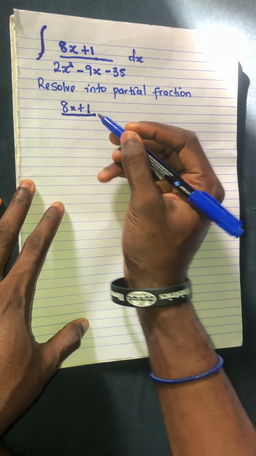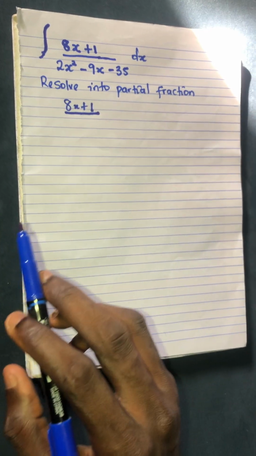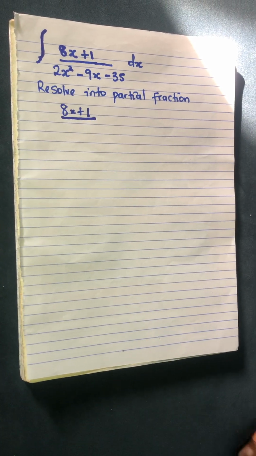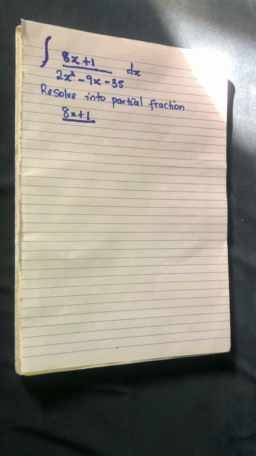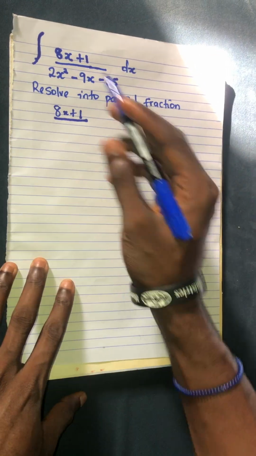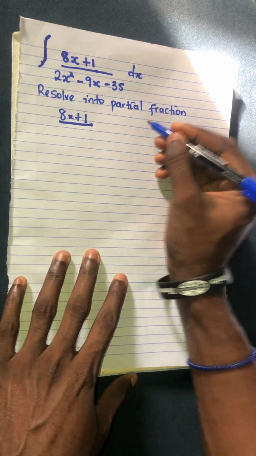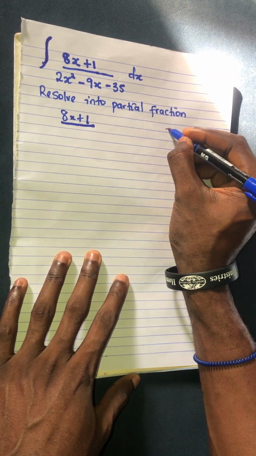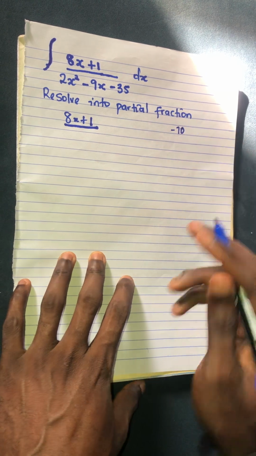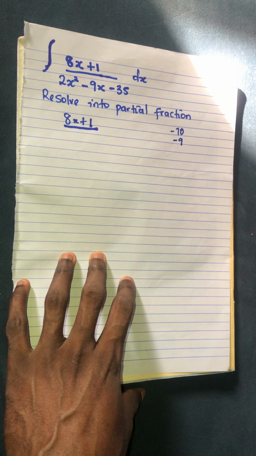So I'm going to say 8x plus 1 all over 2x squared minus 9x minus 35. I'm going to exclude the integration and the dx to just solve this first. Now, I'm having 2x squared and minus 35, and that means it's a product of negative 70. So I'll look for two numbers that when I multiply, it gives me negative 70, and when I add, it gives me negative 9.